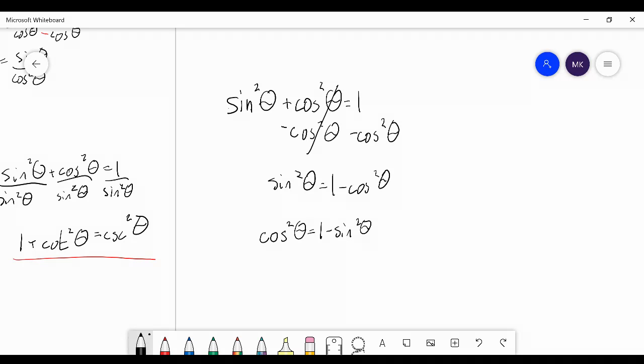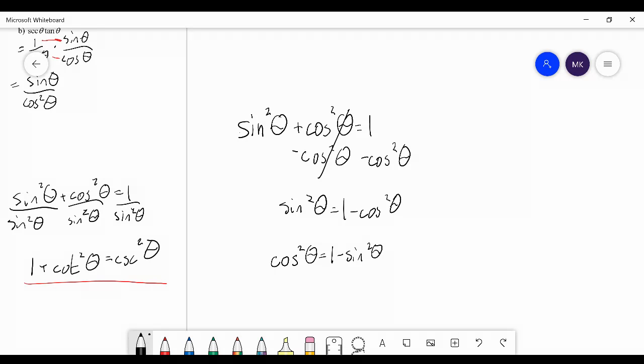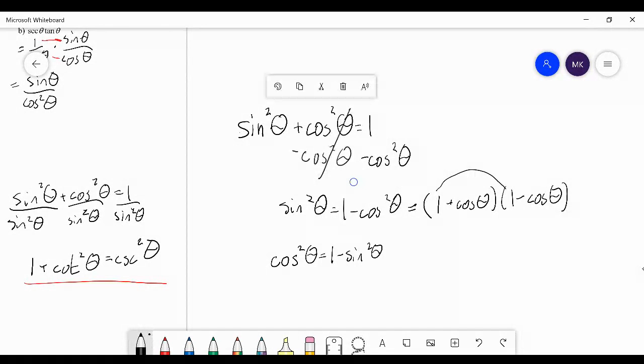And if you notice, on the right-hand side of these two things, those are the difference of squares, which is really cool, right? So 1 minus cosine squared theta factors to be 1 plus cosine theta times 1 minus cosine theta, right? Because if I multiply these, my 1s multiply together to give me 1, and then I get a negative cosine theta and a positive cosine theta. When I add those, they cancel each other out. And then when I multiply the cosines, I end up with negative cosine squared theta.